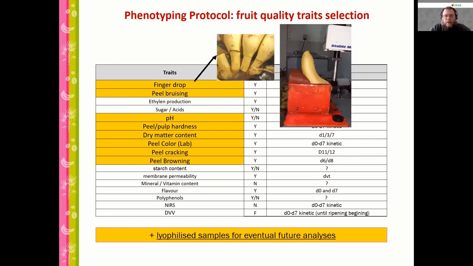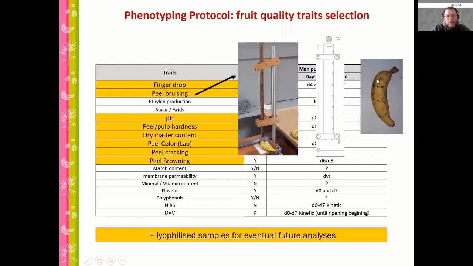So for example, finger drop, which is a problem for banana commercialization, because the fruits are not staying all together. And as you can see there, the pedicel is broken. We test this trait by using an adapted penetrometer.